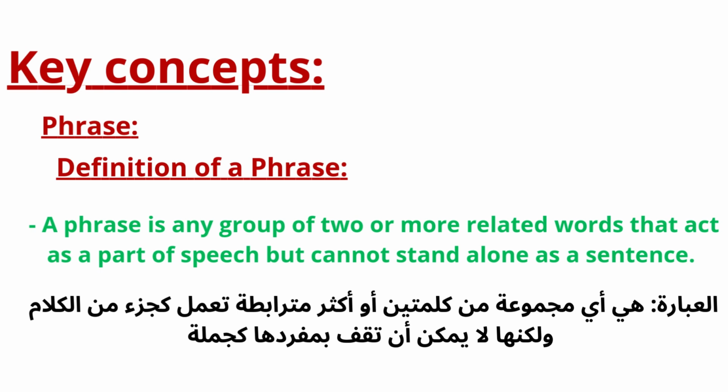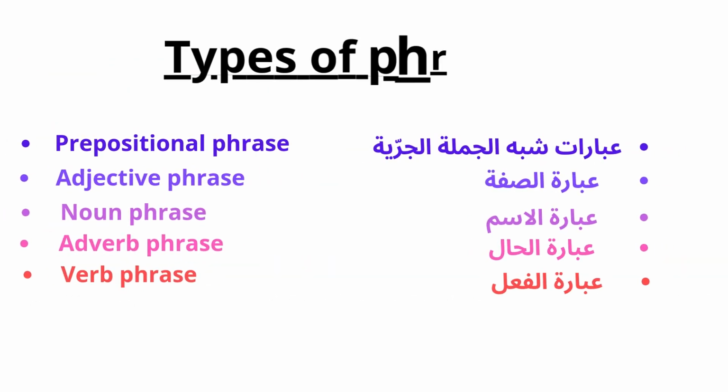A phrase is any group of two or more related words that act as a part of speech but cannot stand alone as a sentence. Inshallah, with the examples we will clarify more the features of the phrase. In phrases, of course, we have 5 types: the first one, prepositional phrase, adjective phrase, noun phrase, adverb phrase, and the last one, verb phrase.